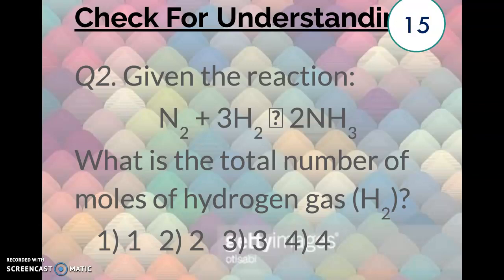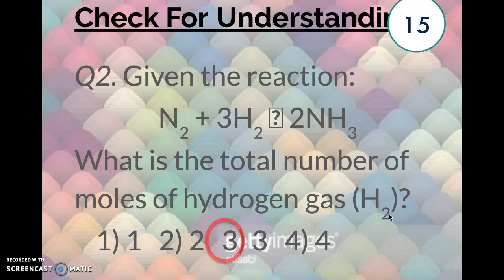Okay, so it states, given the same reaction as before, N2 plus 3H2 yields 2NH3. Sorry, that question mark is supposed to be an arrow. What is the total number of moles of hydrogen gas, H2? So how many moles of hydrogen gas, H2, do we have?